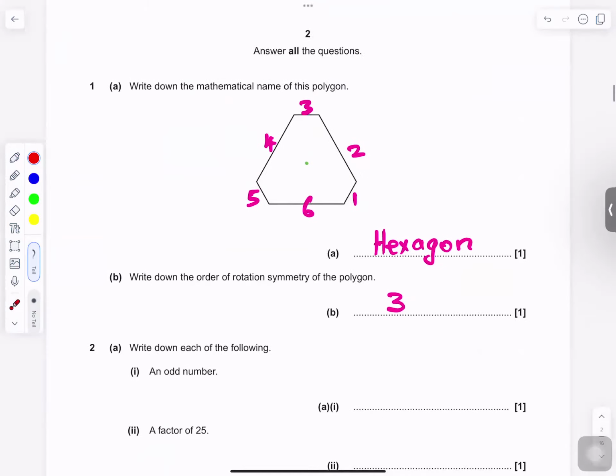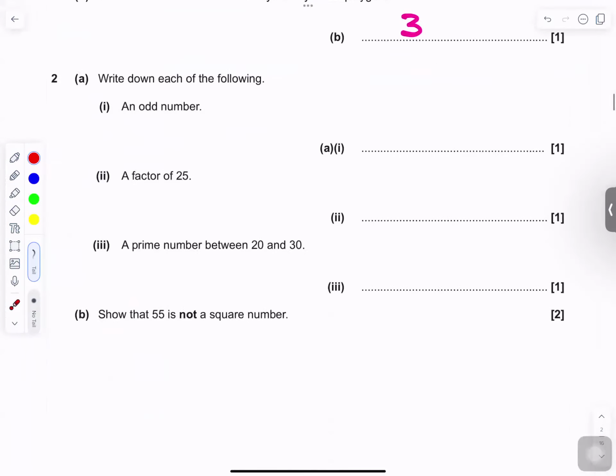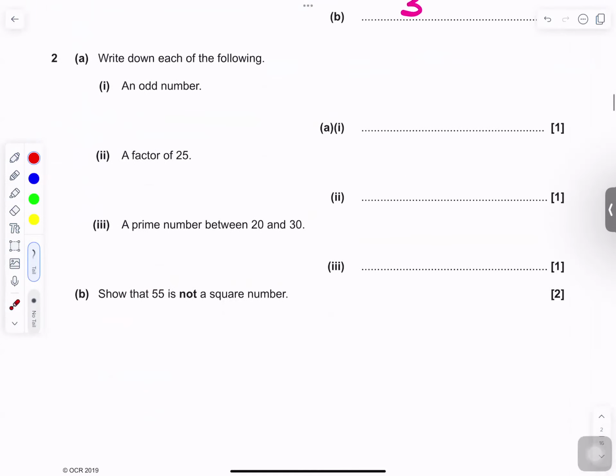Question number two. Write down each of the following: an odd number. I said seven. Seven, you're correct. A factor of 25. I said five. Factor of 25, you can use five. And read the next one. A prime number between 20 and 30, I put 23.